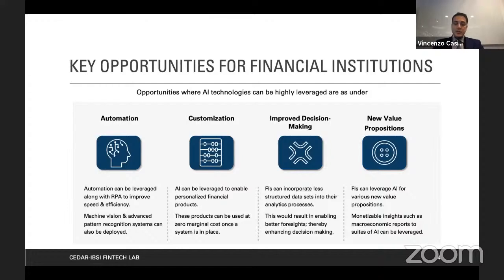Then we'll get into the fourth category. The fourth category is about new value propositions. Financial institutions may find they are in possession of a unique set of data streams that place the institution in an advantageous position, either to deploy monetizable insights, such as more detailed macroeconomic reports, or suites of AI services that support automation, like customization and decision-making aims for other financial institutions. So artificial intelligence becomes an opportunity for financial institutions to provide services to others.